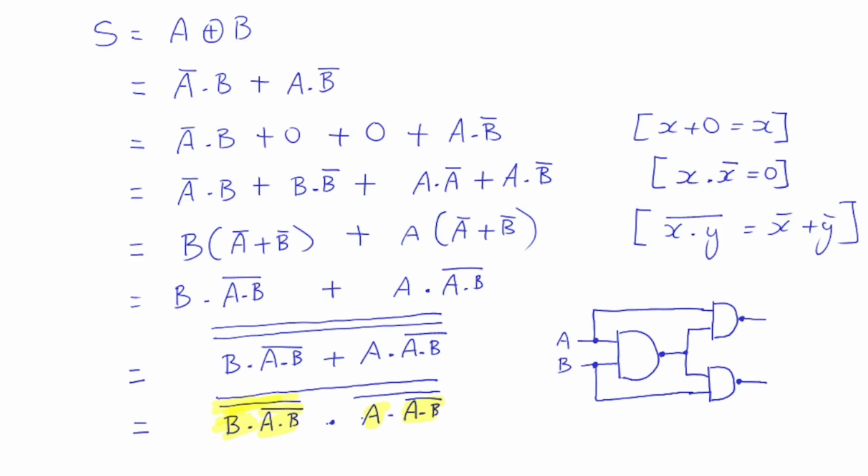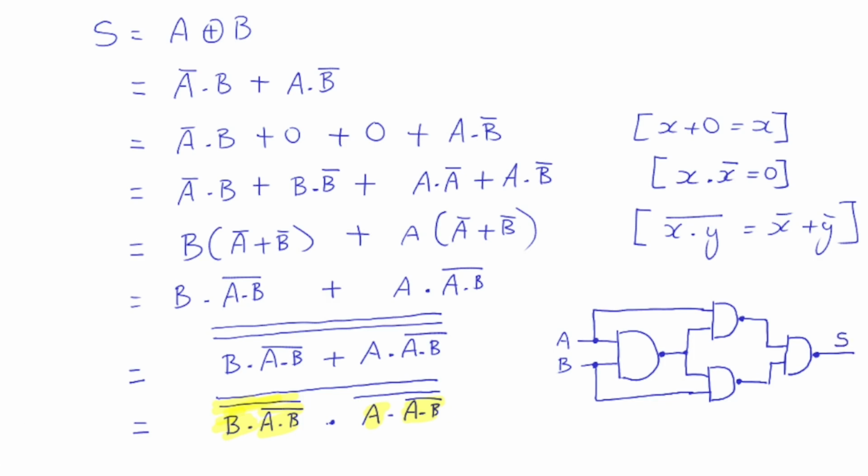So this takes care of the first half and the second half, and then the final NAND comes over here. That means we'll have one more NAND gate over here like this. And then this is our final sum.